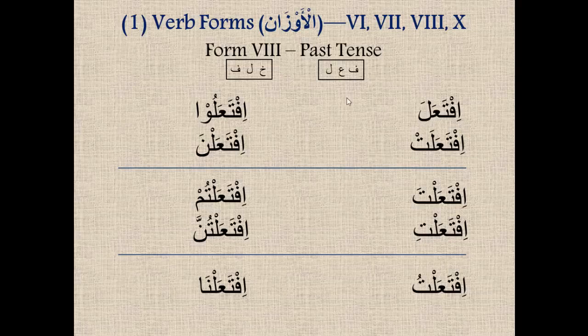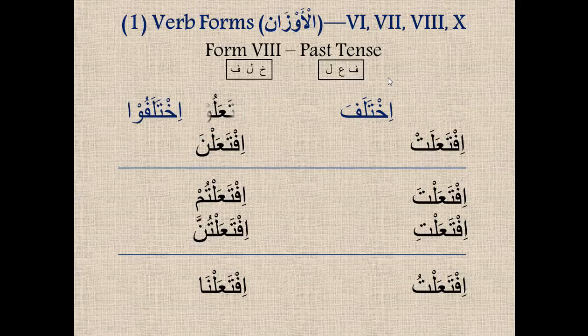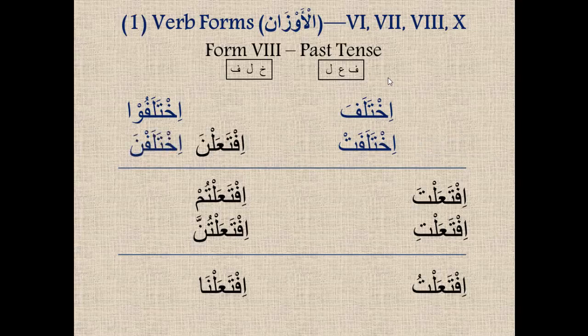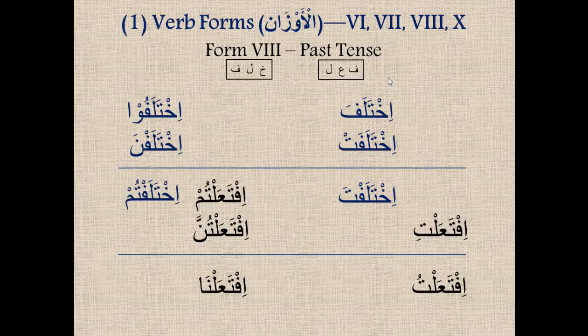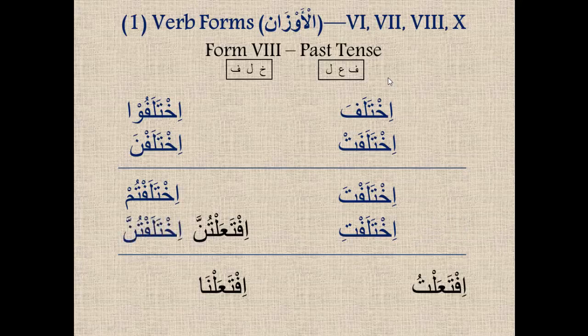Conjugation practice using the verb ikhtalafa, which means to differ. افتعل اختلف، افتعلوا اختلفوا، افتعلت اختلفت، افتعلنا اختلفنا، افتعلت اختلفت، افتعلتم اختلفتم، افتعلت اختلفت، افتعلتن اختلفتن، افتعلت اختلفت، افتعلنا اختلفنا.